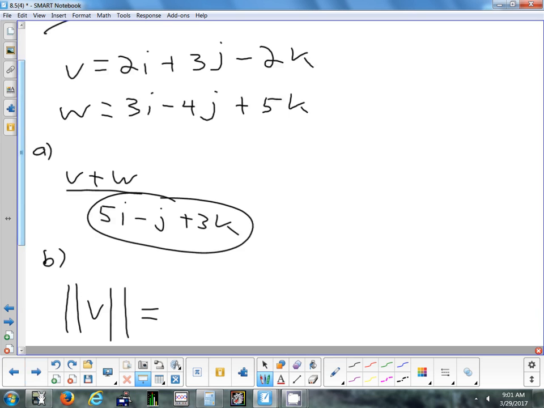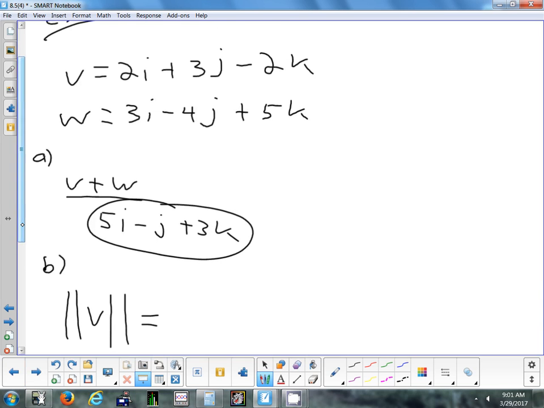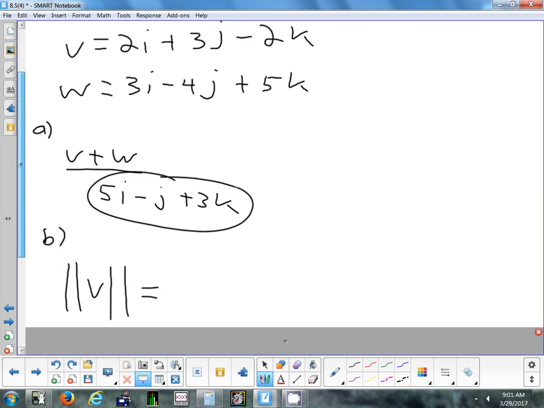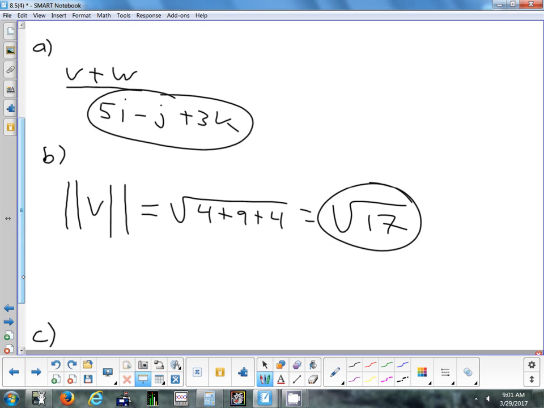Okay. How about the magnitude of V? I'm going to take the square root of what plus what plus what? Plus 4. 4 plus 9 plus 4. Just squaring each component. How much is that? Yeah. 17 is prime, so we can't reduce that.